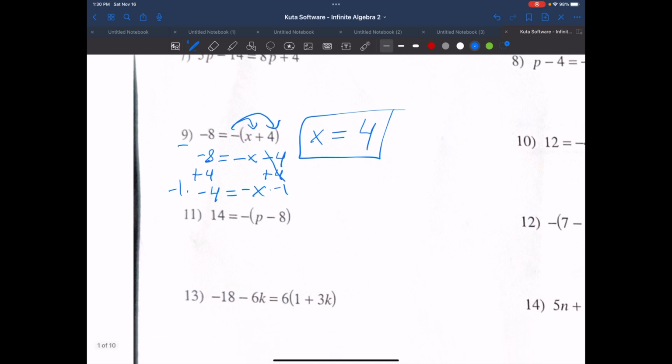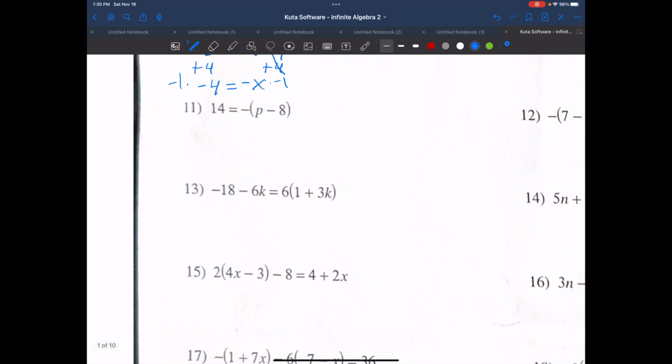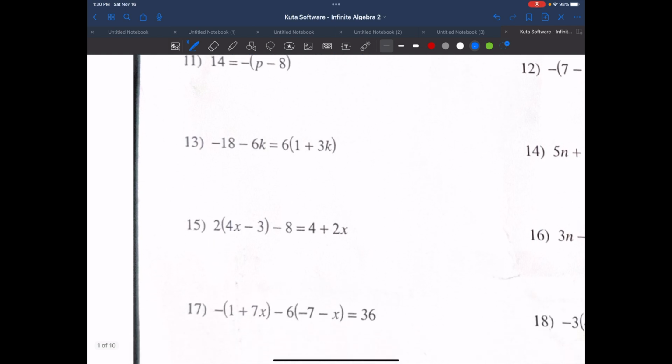Number 11 is very similar to number 9, so I won't do number 11. Number 13, I'm going to go over this one right now. Going back to green. So it's very similar. Instead of distributing a negative this time, we're distributing this 6. Okay, so it'll be like this.